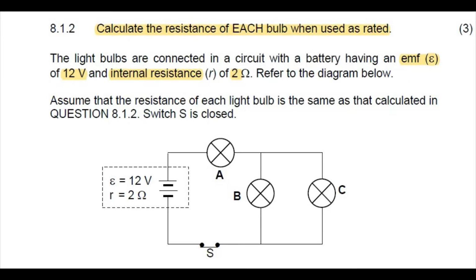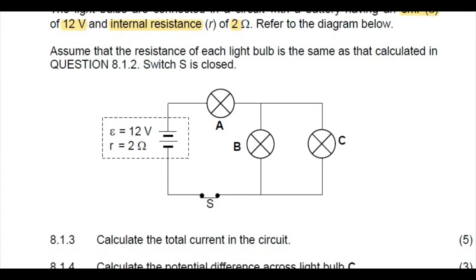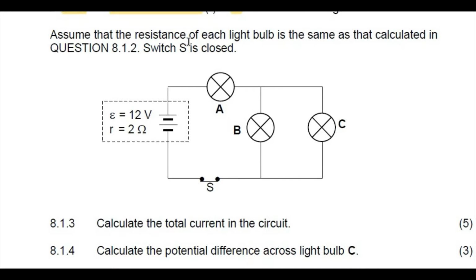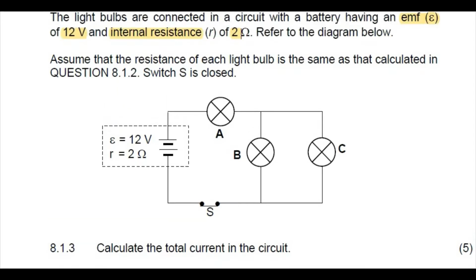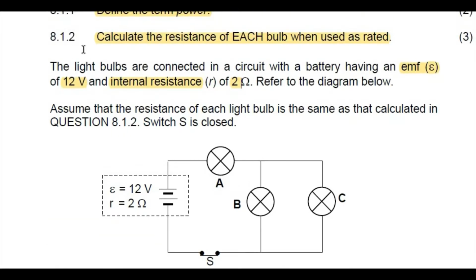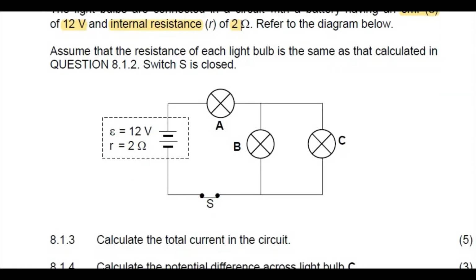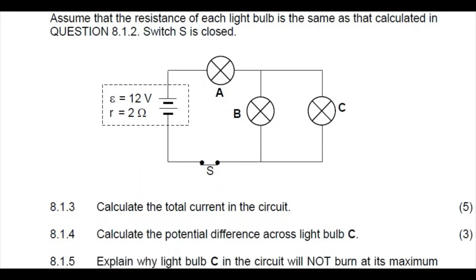And then we have to refer to this diagram, the schematic that they've given us below, and assume the resistance of each light bulb is the same as that calculated in the previous question. So here they asked us to calculate the resistance, and now continuing forward we have to assume that the resistance that we calculate is the value for each of these light bulbs over here. So let us just go through this schematic quickly.